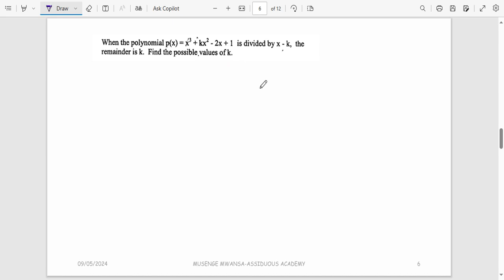Let's look at this one. Very easy questions, as you can see. When the polynomial p of x is equal to x to the power 3 plus kx squared minus 2x plus 1 is divided by x minus 4, the remainder is k. Is it not the same question? Find all the values.